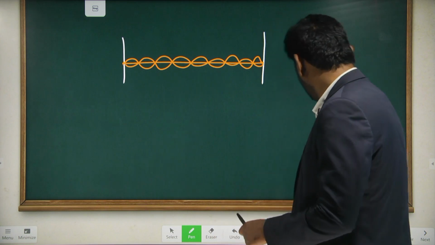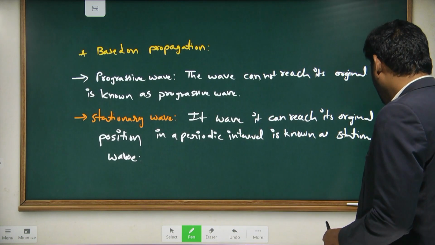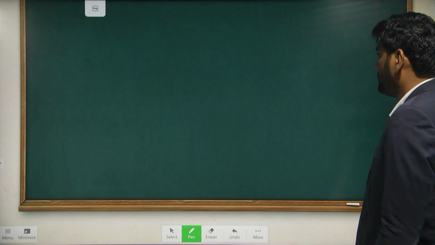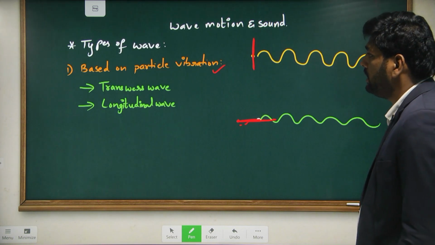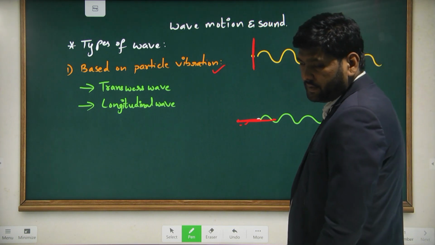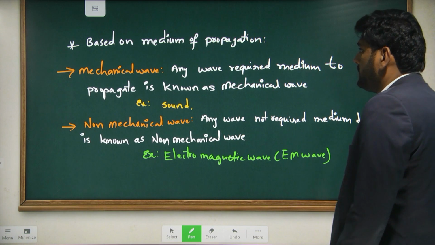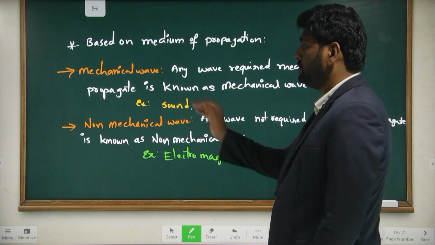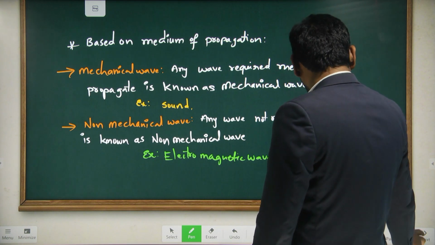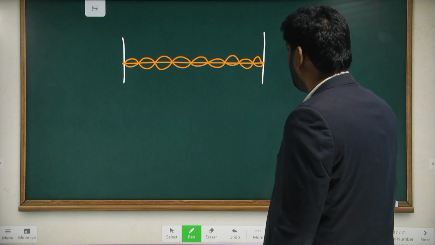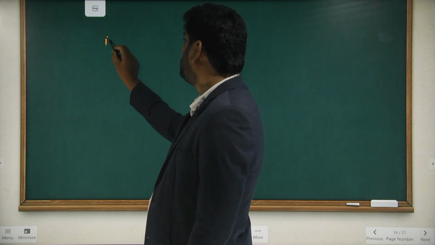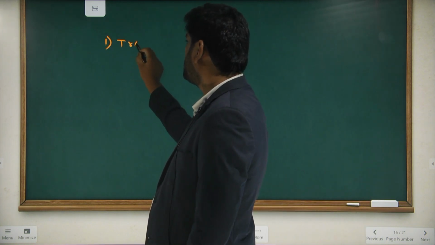But observe, we have discussed many types of waves. How many types? First one is based on the particle vibration. We have what kind of wave? Transverse and longitudinal. And based on the medium of propagation, we have two types, mechanical wave and non-mechanical wave. But observe one thing.